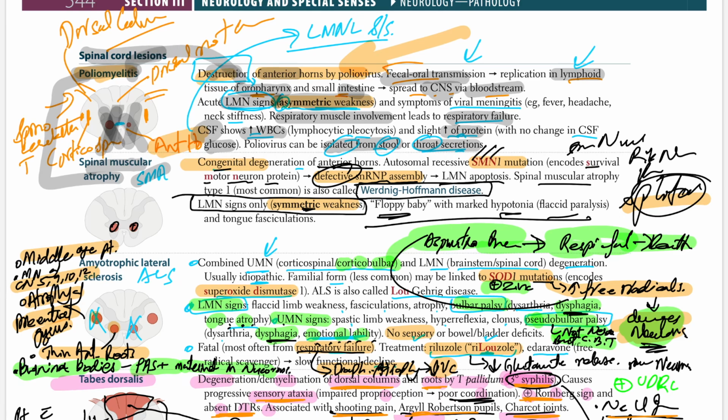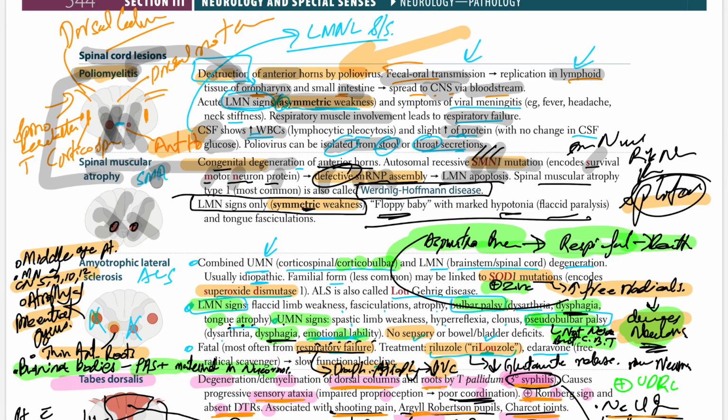Poliovirus was infectious etiology. SMA, spinal muscular atrophy, is a congenital degeneration of the anterior spinal horns, which are due to SMN1 mutation, which encodes for survival motor neuron protein. That SMN1 mutation leads to defective snRNP, which is spliceosome. So it's going to be a defective spliceosome, which causes lower motor neuron apoptosis.